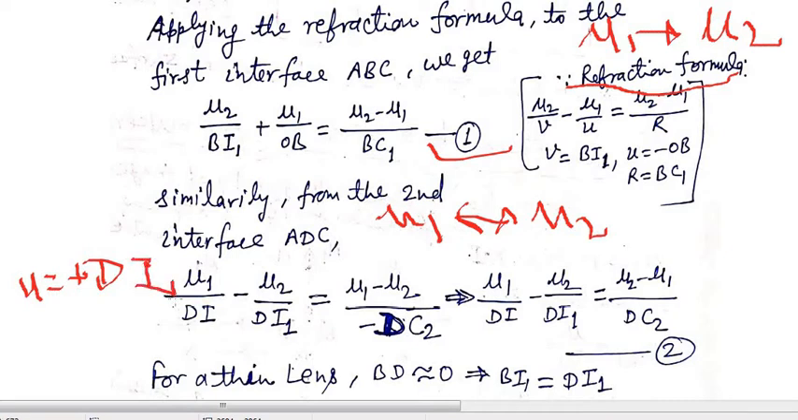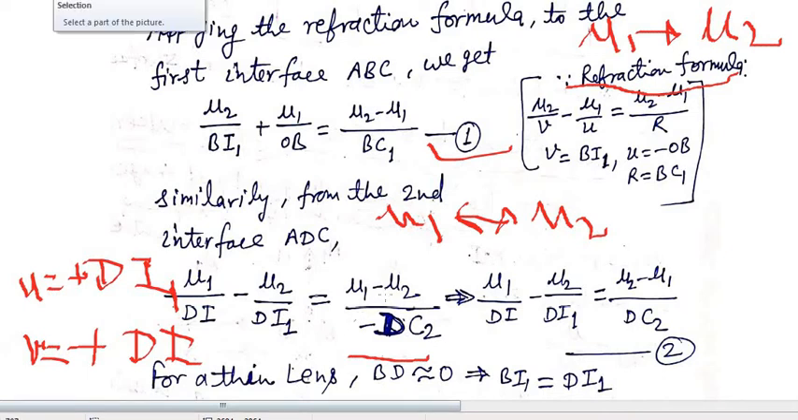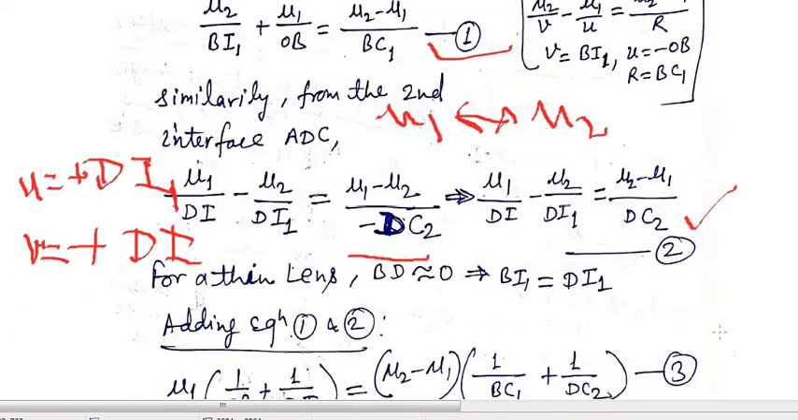Here I1 is the virtual object for figure number C, and v is the image distance, that is also plus di. Radius r is equal to minus dc2. You can refer to figure number C again. So using sign convention we will get this relation: mu1 upon di minus mu2 upon di1 equals mu1 minus mu2 upon minus dc. After some mathematical manipulation we will get equation number 2.